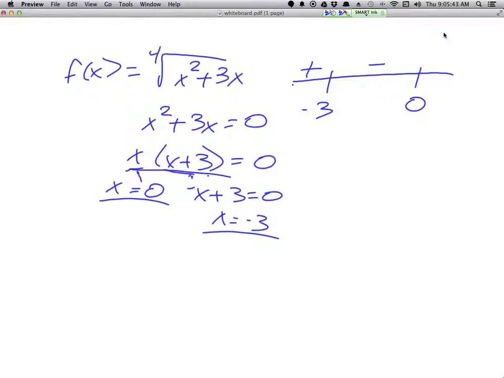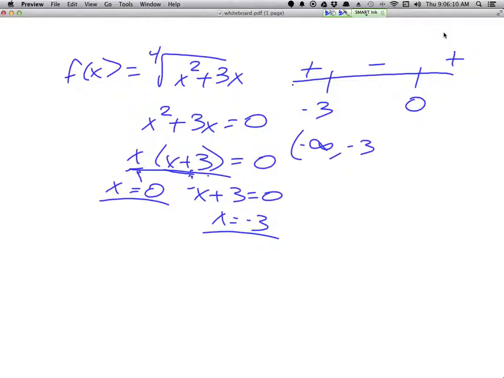And then on the right side of 0, 1. 1 on the outside, 1 on the inside, which means this is positive. So which sections do we want? We want the outside sections. So let's look at the first section. How can I write the first section in interval notation? Very good. Negative infinity to negative 3.